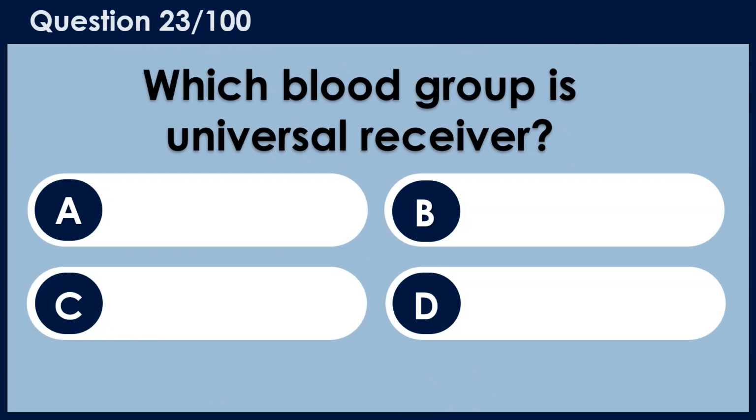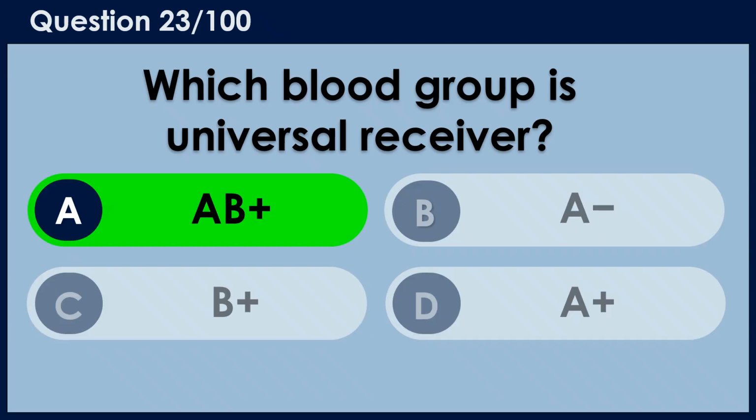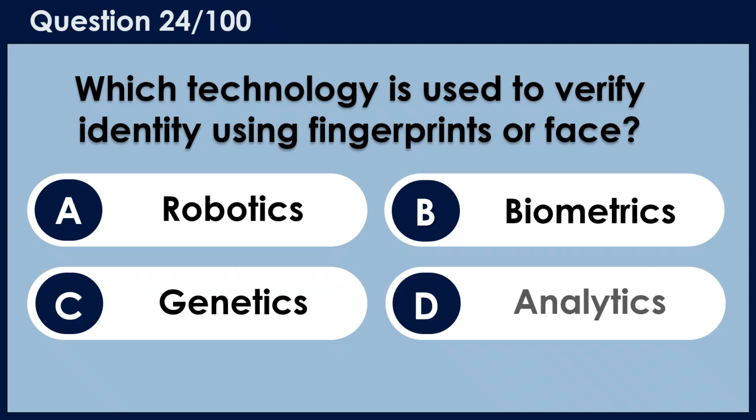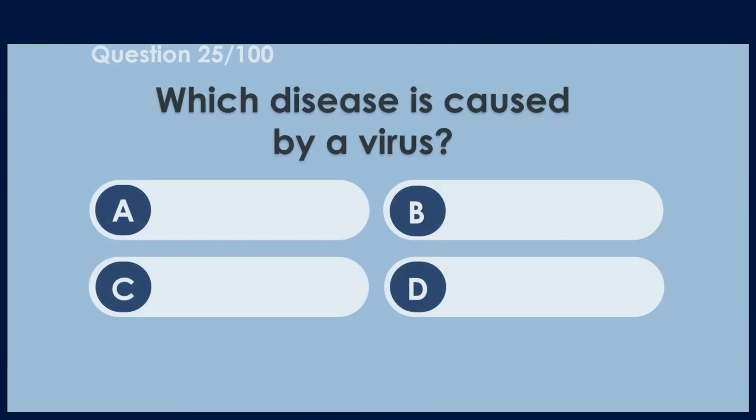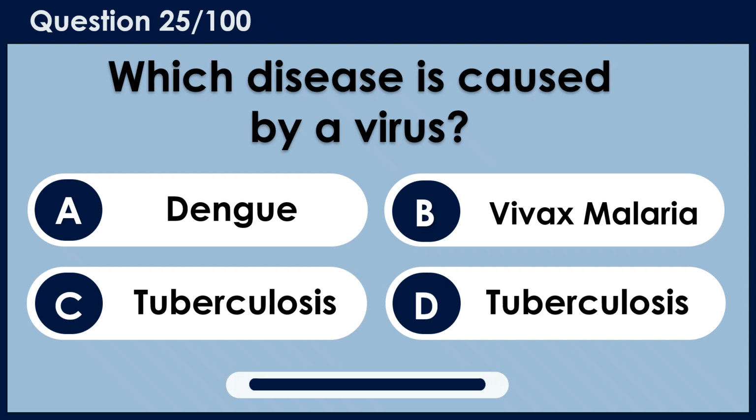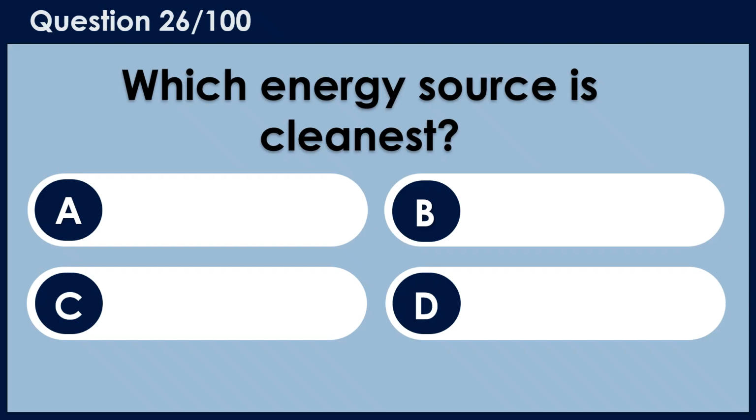O negative. Which blood group is universal receiver? AB positive. Which technology is used to verify identity using fingerprints or face? Biometrics. Which disease is caused by a virus? Dengue. Which energy source is cleanest?